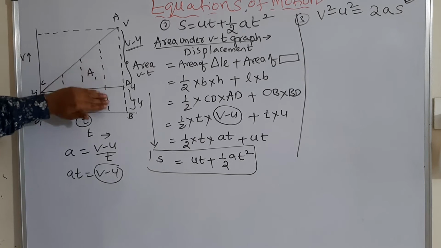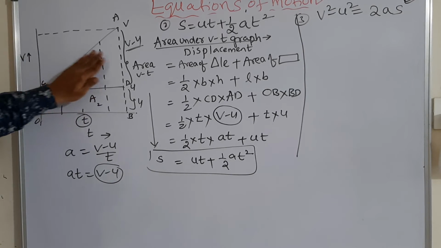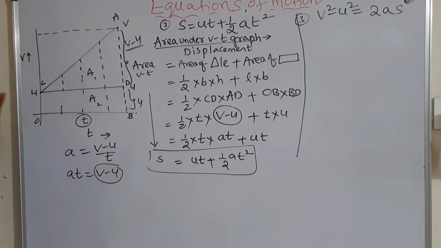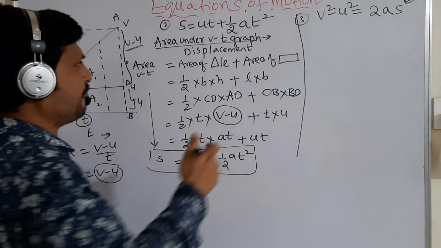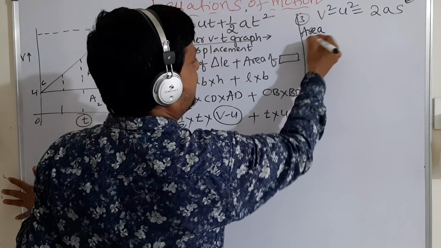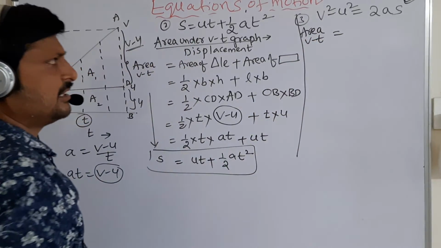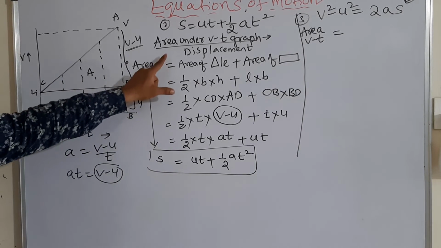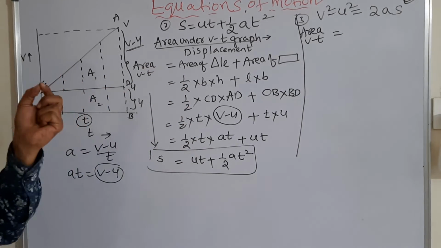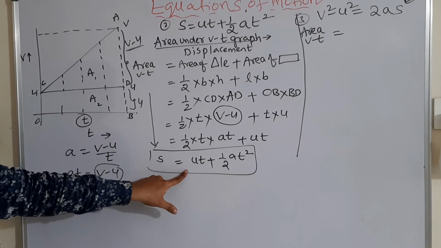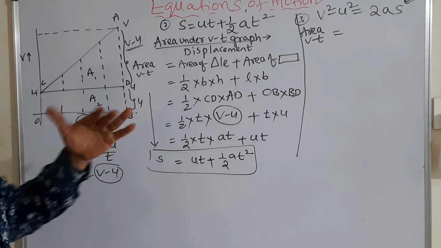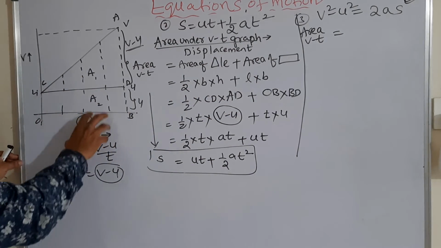This is the area under the VT graph. This entire area gives displacement. So I am finding the area under the VT graph. We already completed the area under the VT graph, but there is a little difference. Why? Because in the second equation of motion there is an involvement of time, but in the third equation we eliminate T. So in order to eliminate T, I am using the entire area.